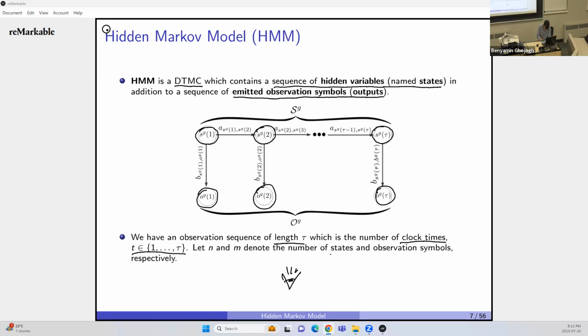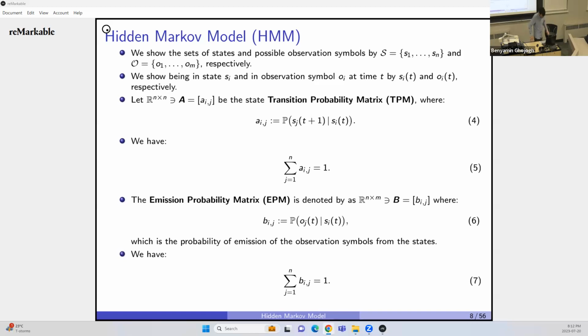Let n be the number of states and m be the number of observation symbols. In this figure n and m are equal, but they don't necessarily need to be equal. Maybe some hidden states don't emit anything. Some states might emit several things with different probabilities. We show the set of states by S1 to Sn, and O1 to Om is the set of observations, which we denote by O.